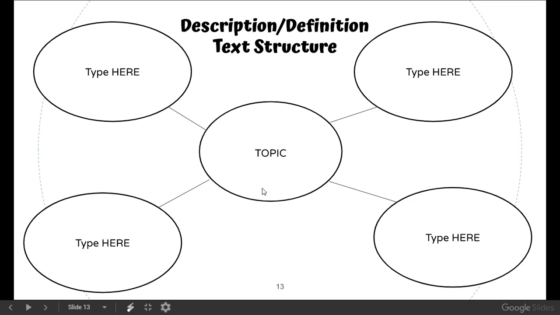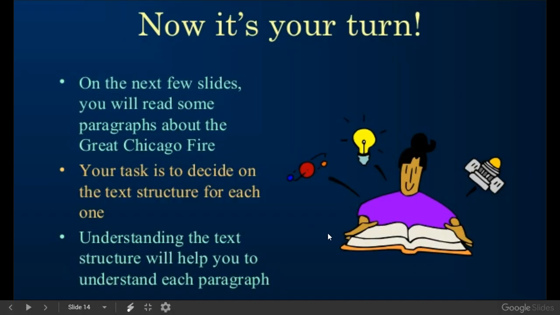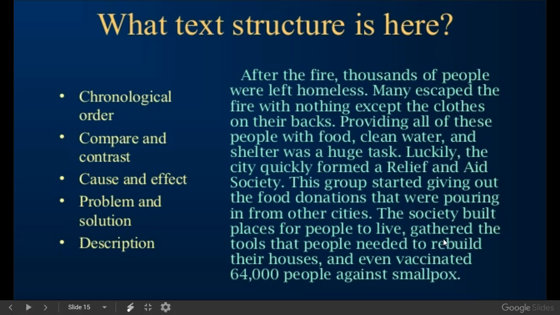This might be a little confusing with classification, but remember, classification is when it's grouped in similar topics. Here it's one topic, and then with no order of significance or importance, it would just be descriptions or definitions. So let's try to figure out what this is.